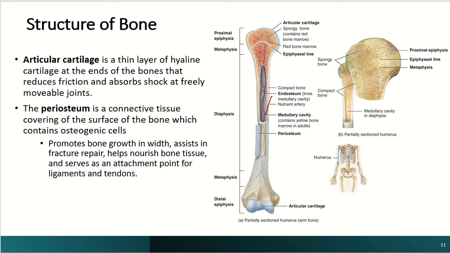And then we've also mentioned the periosteum, that connective tissue covering on the surface of bones. This is going to contain our osteogenic cells. These are cells that promote bone growth in width, as well as assisting in fracture repair. They're going to help to nourish the bone, and this periosteum is also going to serve as an excellent attachment point for the various ligaments and tendons of the skeletal muscles to aid in movement.